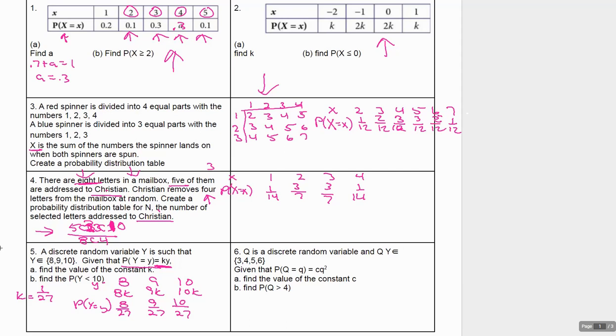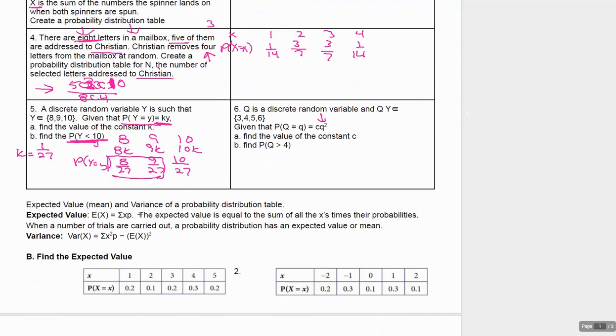Now, what if I ask you what the probability of y being less than 10? That's 8 over 27 plus 9 over 27. We just add them together. I got it. All right? And see, it's going to be the same kind of thing with this one, only it'll be squared. It'll be some number squared, but it works pretty much the same way.